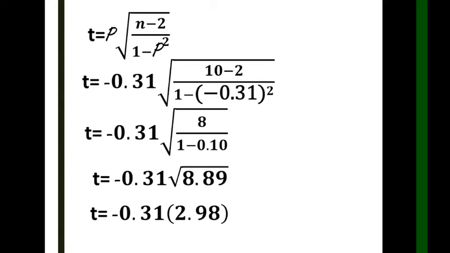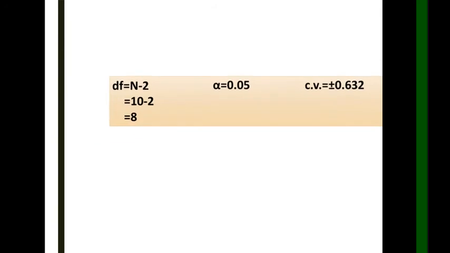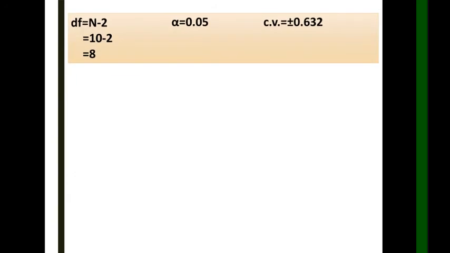Always round off your answers to the nearest hundredths. And multiply the two and you will get negative 0.92. That's our answer. Now, for the degree of freedom, we have a formula n minus 2.